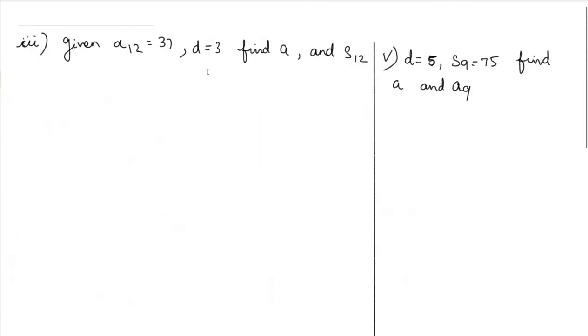Listen to this. What is the third problem given to us? Given a12 is equal to 37, d is equal to 3. Find a and S12. Shall we find that? Yeah, listen.